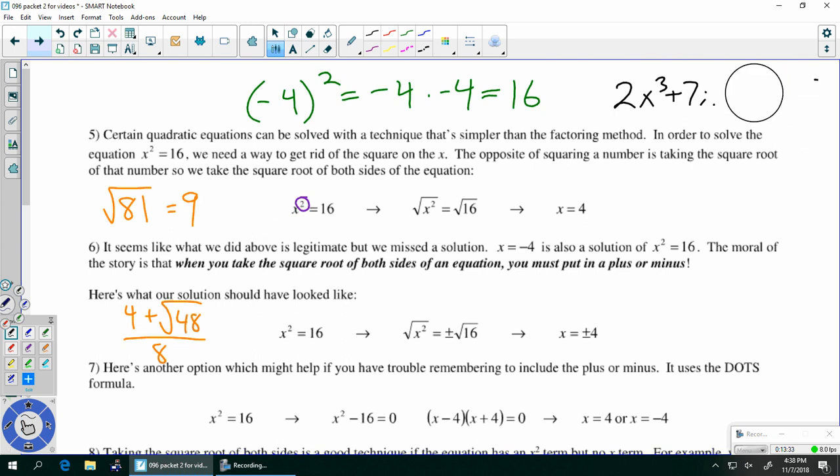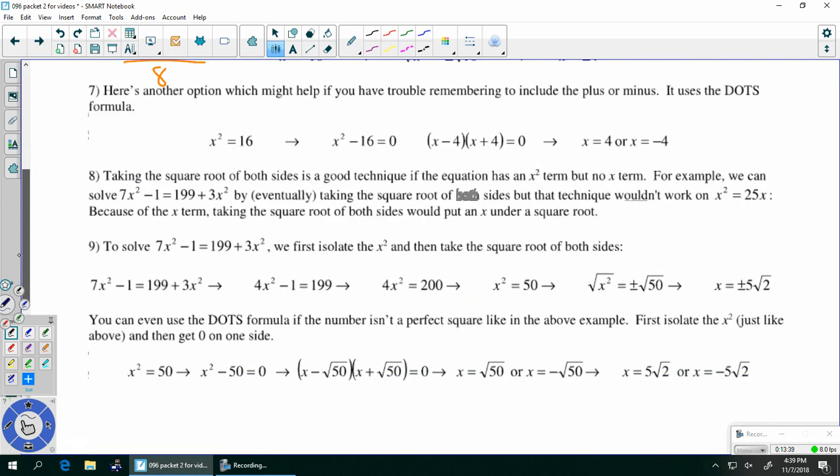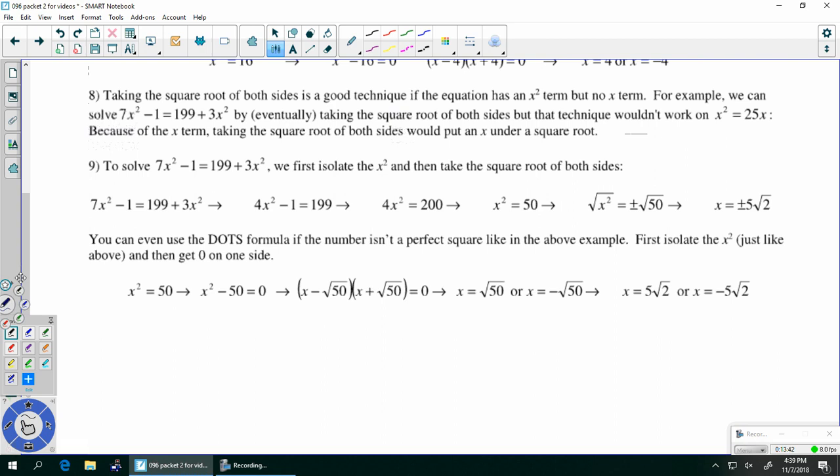Okay, so that was a little detour to the fundamental theorem of algebra. Don't tell anybody I shared that with you. Okay, so what do we do here? Let's take a look at number 8. We're going to solve, actually 9. Let's solve this equation right here.